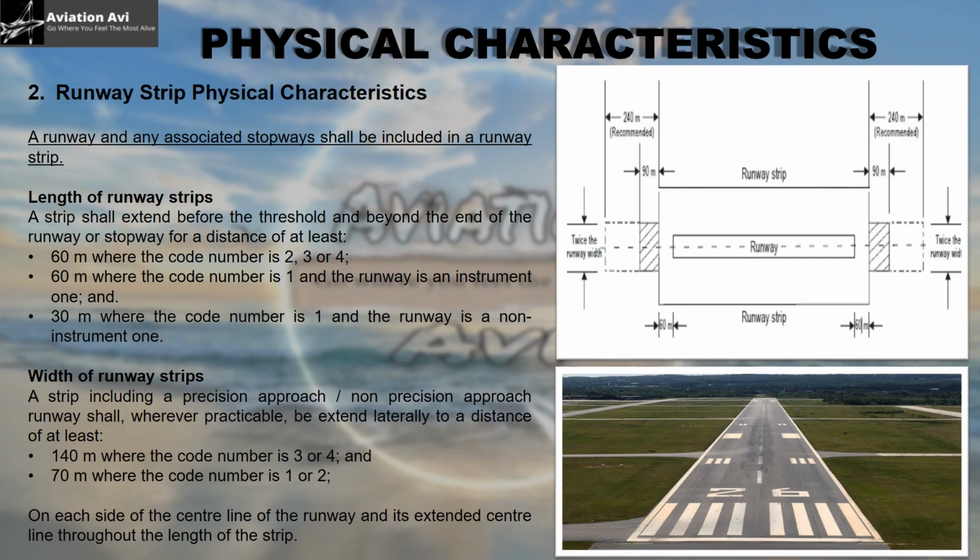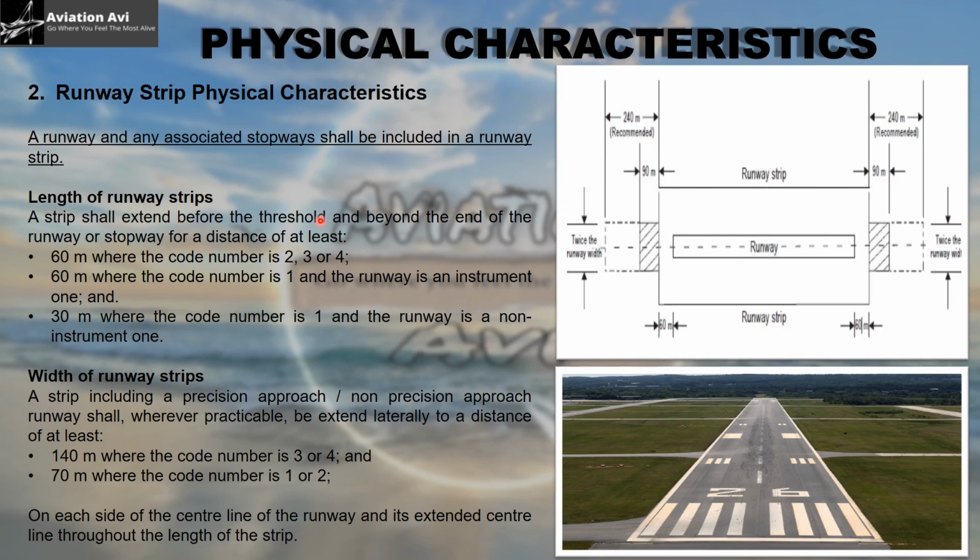To start with, let us look at the runway strip. It includes the runway and the associated stopway. It is the area that is provided around the runway that will help in order to prevent the damage to an aircraft in case it overruns the runway, and also to protect the aircraft from damage during takeoff or landing. There are specified dimensions that should be provided for a runway strip.